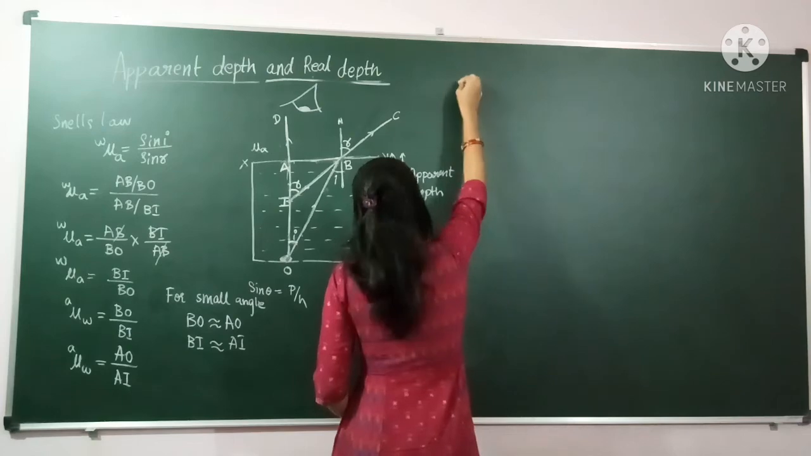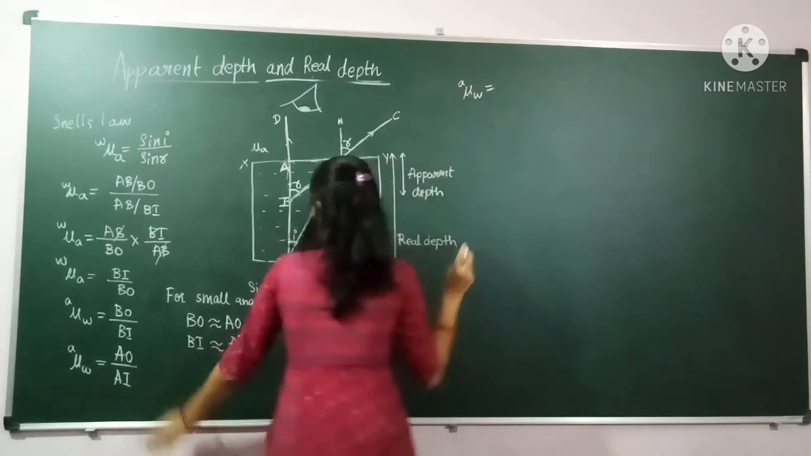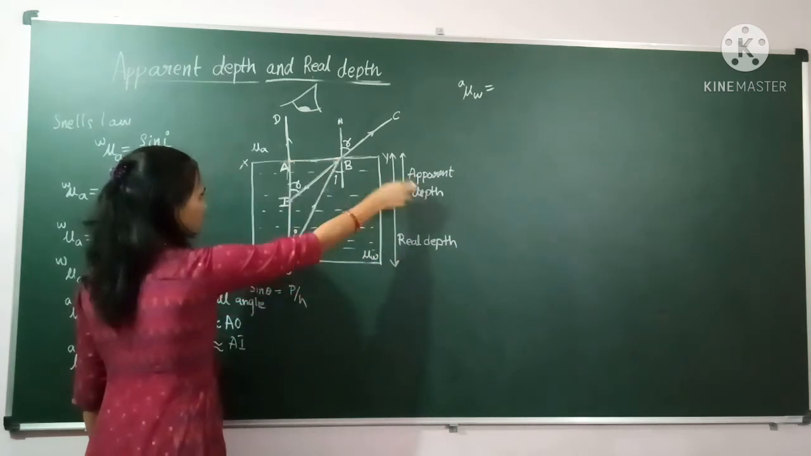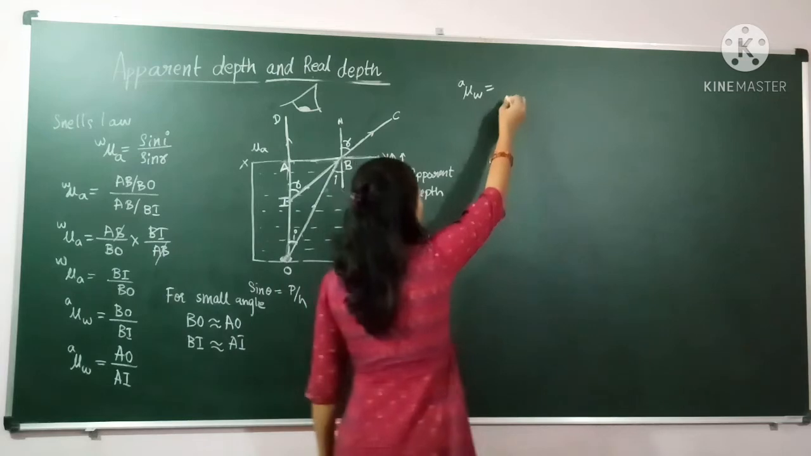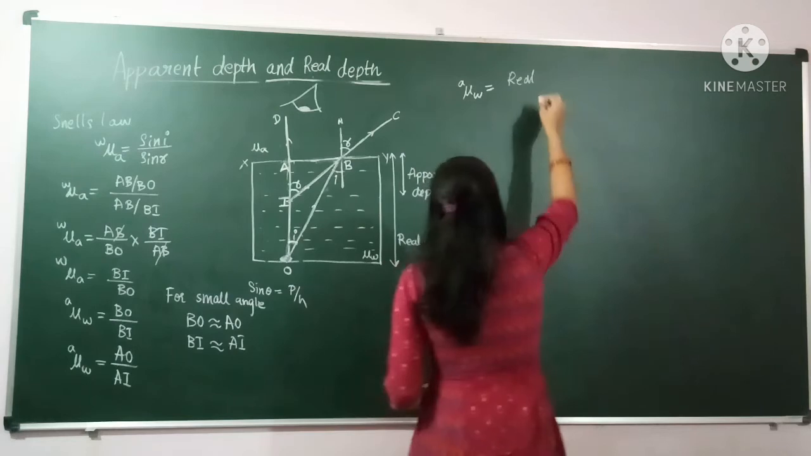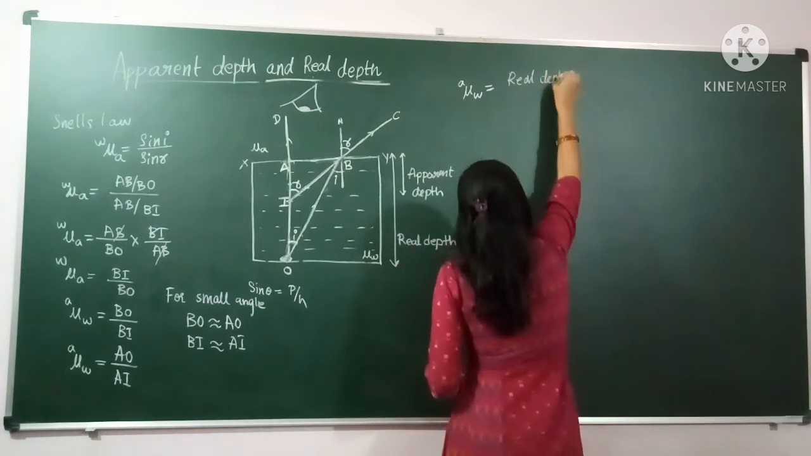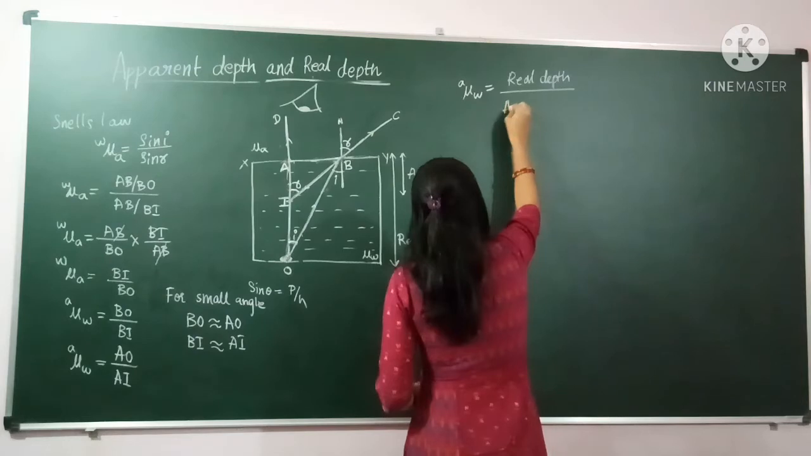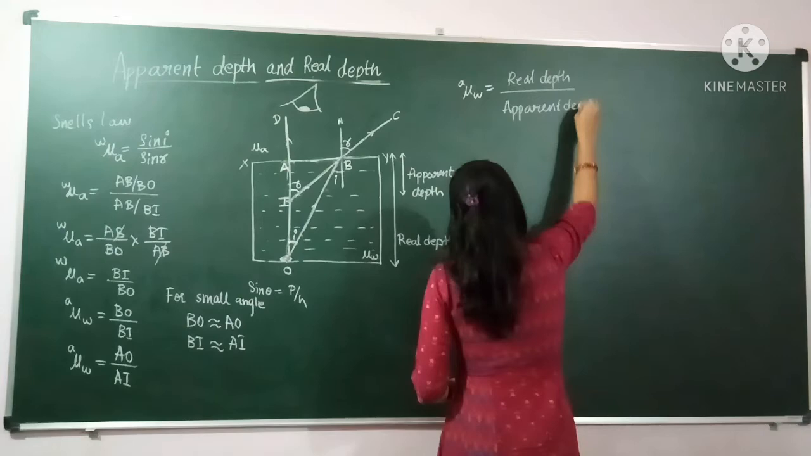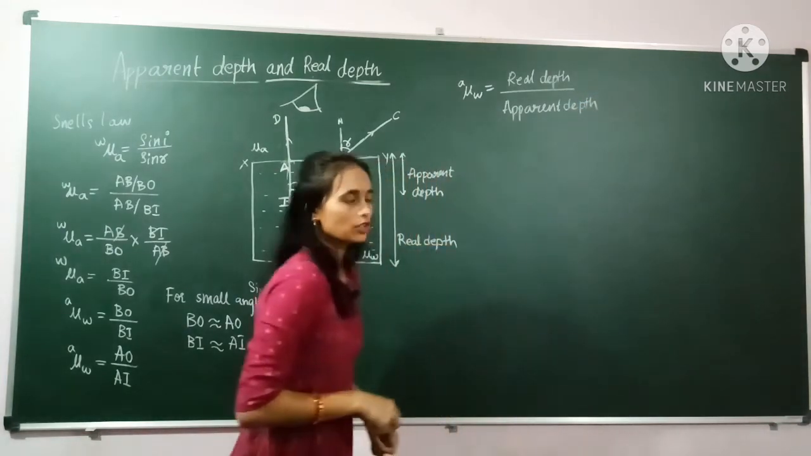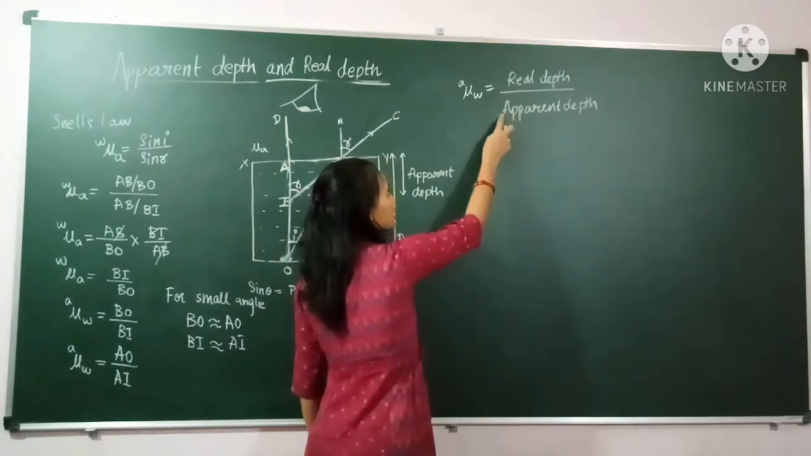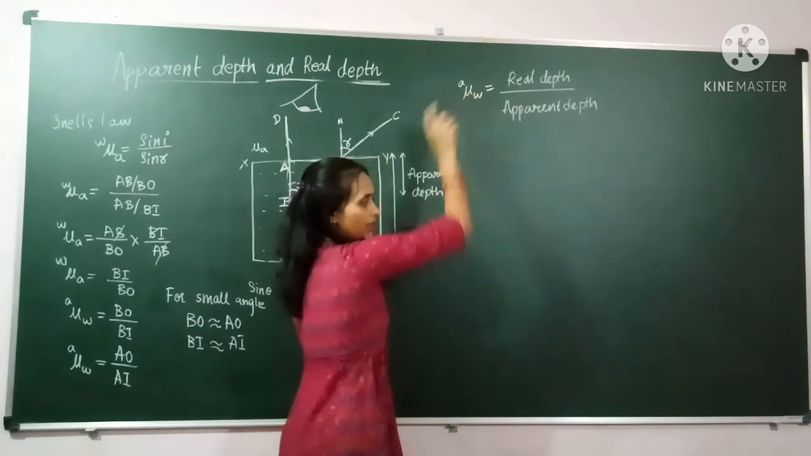So next, see here, the refractive index of water with respect to air is equal to AO, and AO is what? This total depth A to O is the real depth, and this A to I distance is the apparent depth. So here I will write real depth divided by apparent depth. Now we got the relation between the real depth and the apparent depth. If you take the real depth divided by the apparent depth, that is always equal to the refractive index.